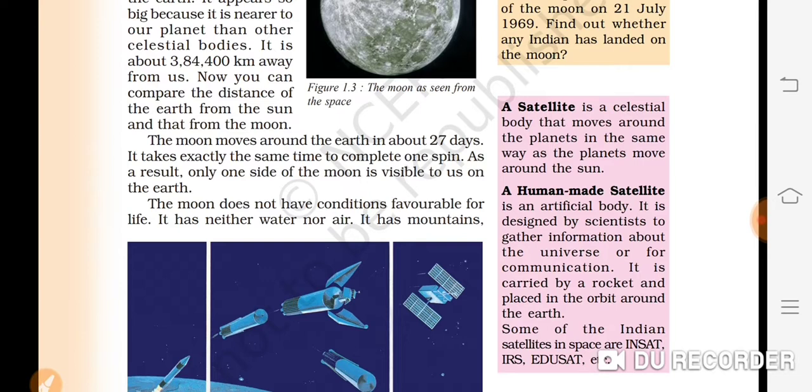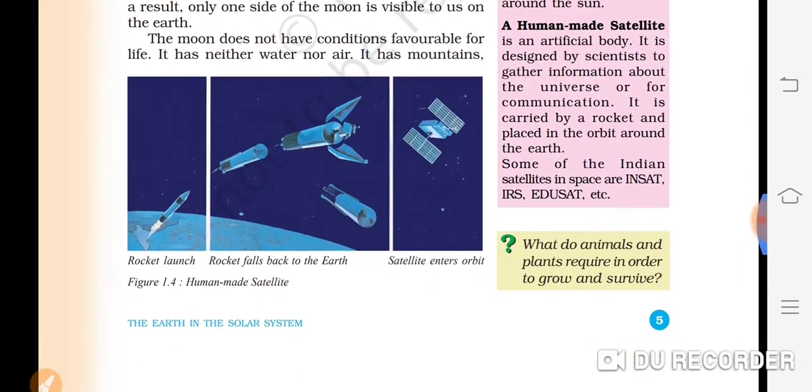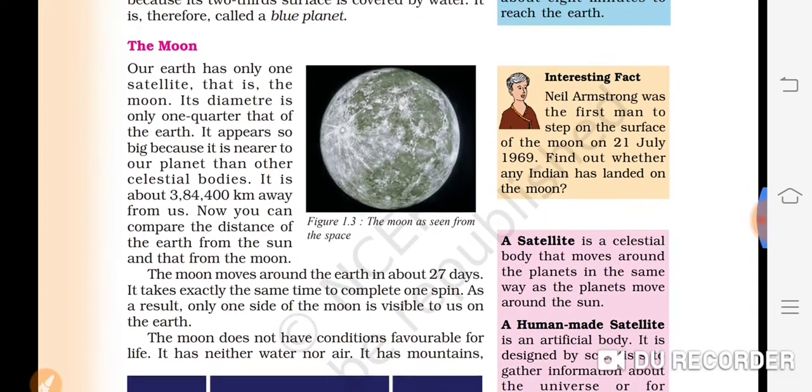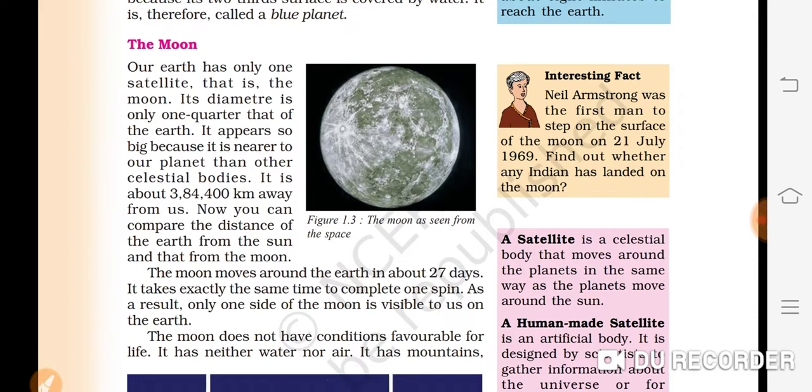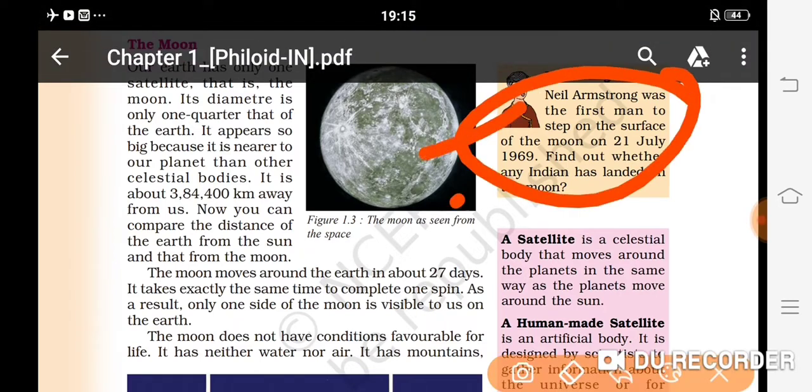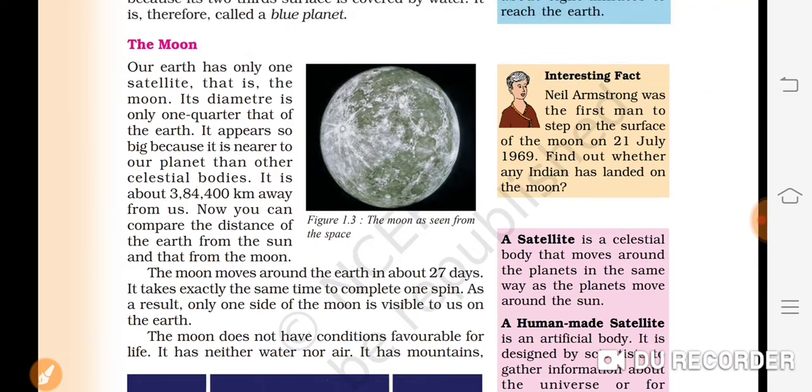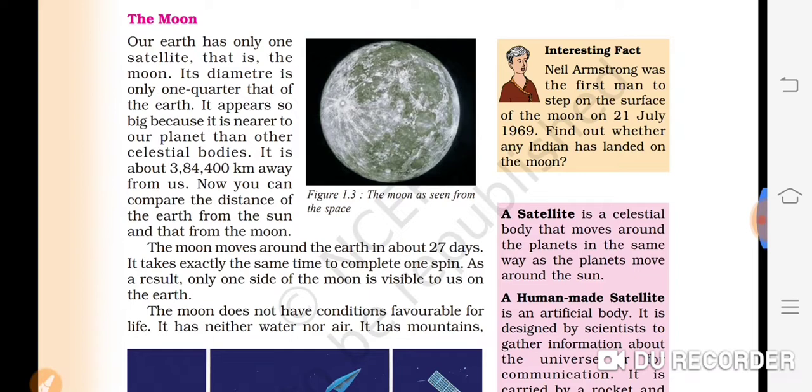The moon does not have conditions favorable for life. It has neither water nor air. It has mountains, we consider it has mountains. More important, an interesting fact: Neil Armstrong was the first man to step on the surface of the moon on 21st July 1969. This question was asked many times in MPPSC. Also find out whether any Indian went there, Rakesh Sharma. Write in the comment box when Rakesh Sharma went there.